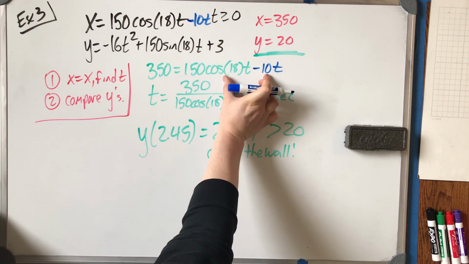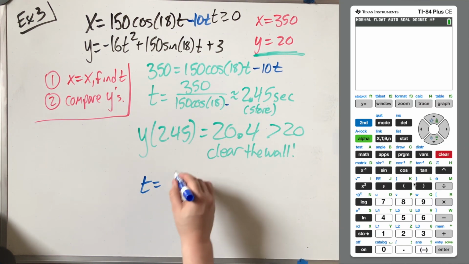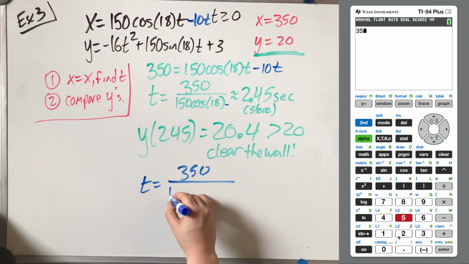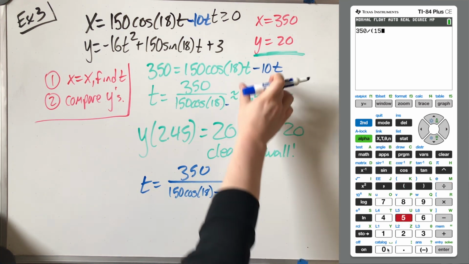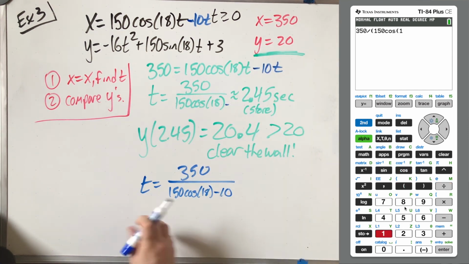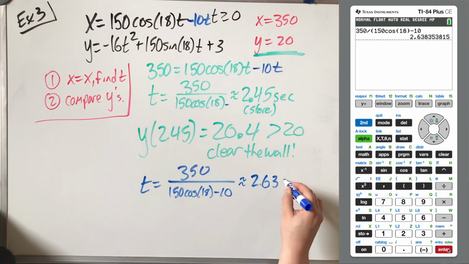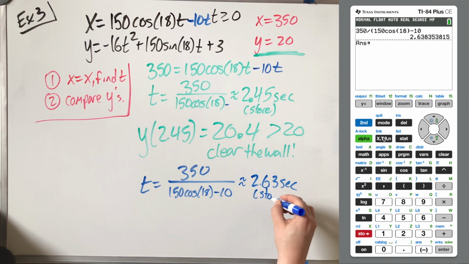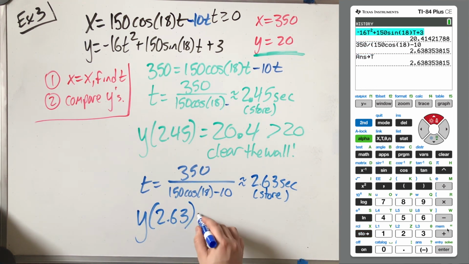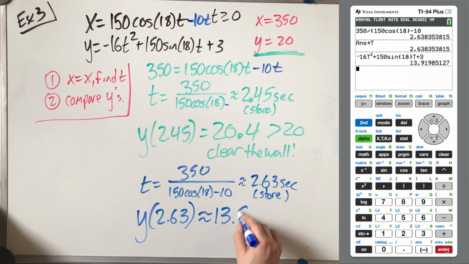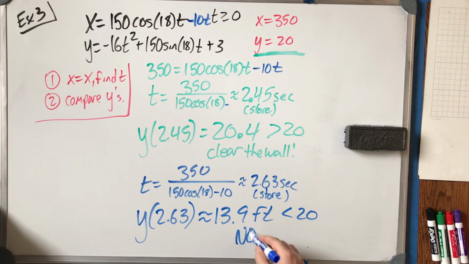I would have to factor the t's out, and I will write it down here in the interest of making it a little bit cleaner. Got that 150 cosine 18 minus 10 because we factored the t out and then divided the whole thing over. So when I type that in the calculator, I should get 2.63 seconds. Again, I will store it, and again, plug it into the y equation to see what I get. So I got approximately 13.9 feet. That is not bigger than the 20, so this will not clear the wall.